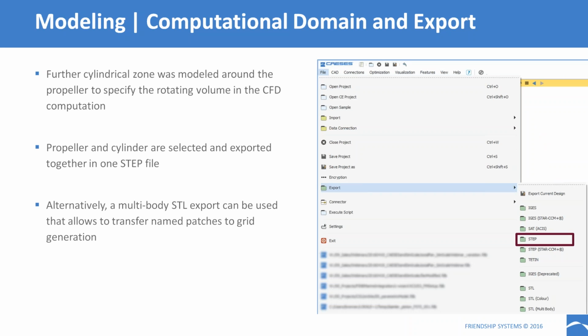We also have other alternatives that maybe in this case are not suited, but in other geometry examples, when you transfer the geometry to the CFD setup, a very suitable format is also the so-called multi-body STL export. So this is a tessellated format, but the good thing here is that it allows to transfer named patches for the grid generation so that you can address certain parts of the geometry in your grid generator by name, which makes it easier to automate things.